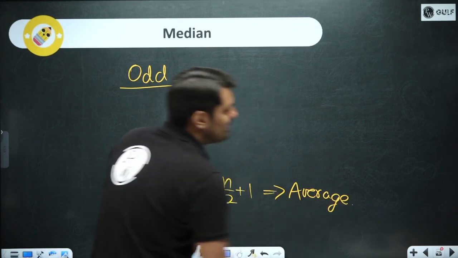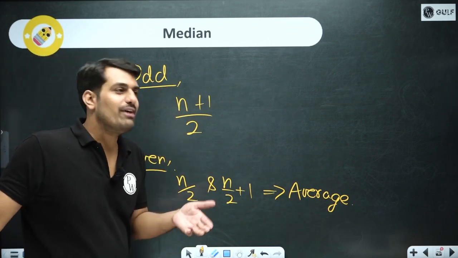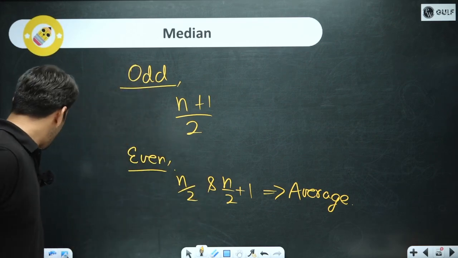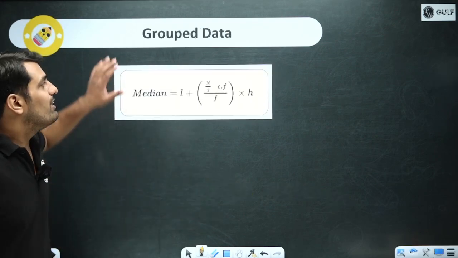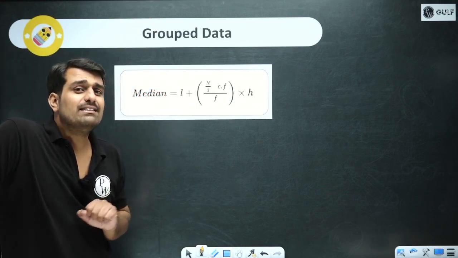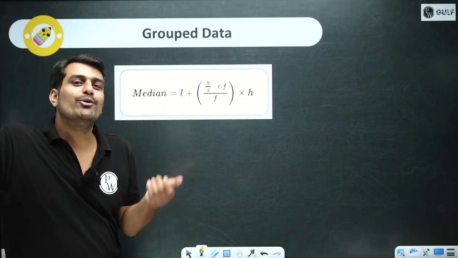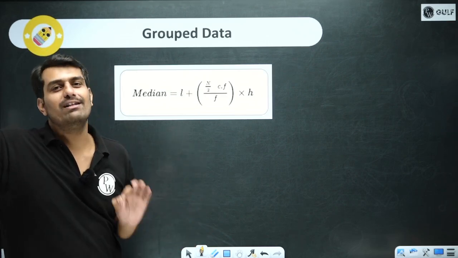But things differ when we have the group data. And yes, in this particular grade, we are going to deal with the group data. For the group data, we have a straightforward formula. But sir, you have shown the formula, but I don't know how to apply it. For that, I will show you the data and make you understand how to apply the formula.